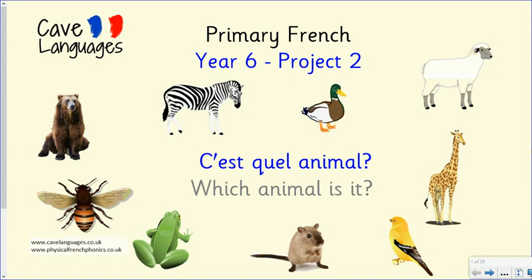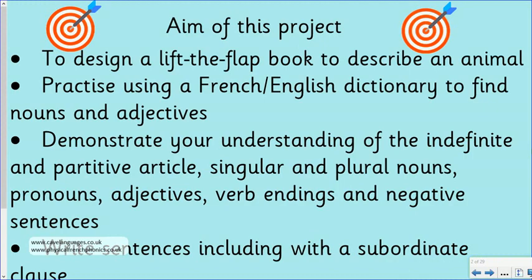Which animal is it? And what you're going to do is choose an animal and create a description of it, so that as someone reads the description, it's going to be very clear by the end of it which animal you are describing. So the aims are that you're going to design a lift the flap book to describe this animal, and I'll show you how to do that later.